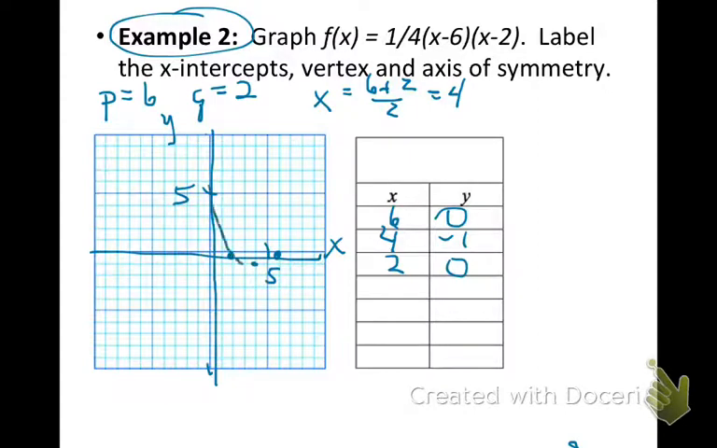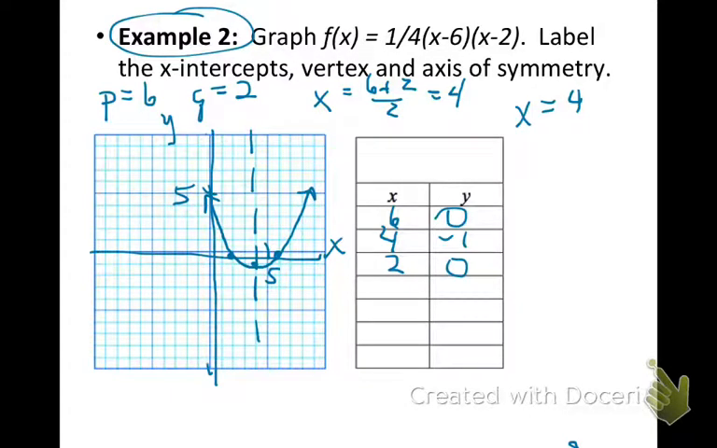So this is just 3 points to graph my parabola, but I can go ahead and do it. My axis of symmetry is, remember, the x value of the vertex, x equals 4. So I'm going to dash that in.